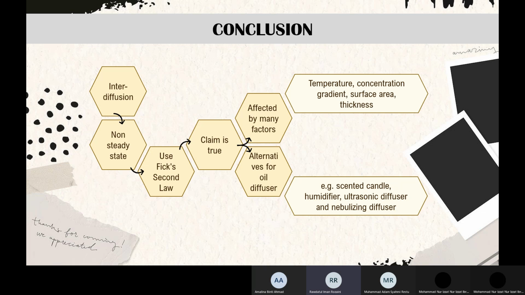As a conclusion, the diffusion process for an oil diffuser is of the interdiffusion type, and it is in non-steady state. So we are using Fick's second law for our calculation, and we can see that the claim made by the manufacturer is true. There are a few factors affecting the result, like the temperature, and there are a few alternatives that people can go for if they do not prefer the oil diffuser, for example, scented candles.